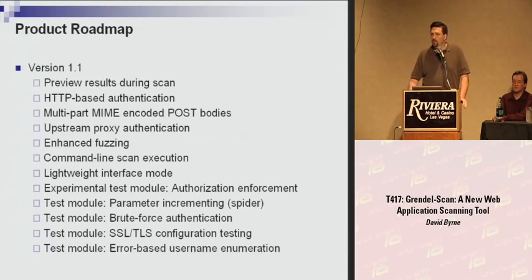So I want to go over the product roadmap real quick. This is not a complete list of new features, just the highlights. Version 1.1 should be out around Thanksgiving of this year. You'll be able to preview the scan results before it's completed, which is especially useful if you're doing a manual test alongside.